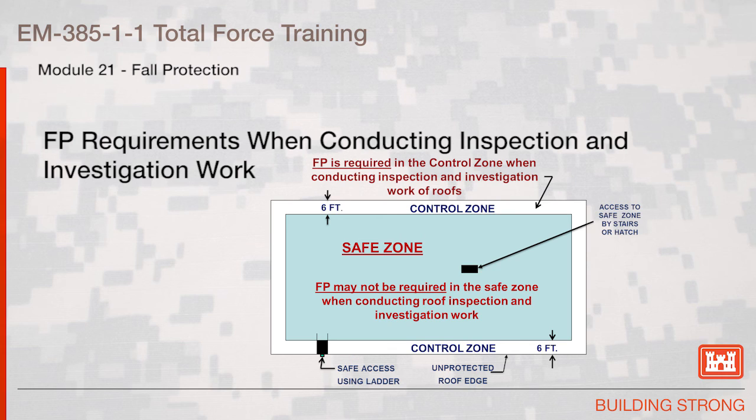This illustration describes the various control zones and safe zones for fall protection. As you can see, 6 feet in along the perimeter is the control zone, and fall protection is required when working or inspecting in that zone. Areas greater than 6 feet away from the edge are considered a safe zone. Fall protection may not be required in the safe zone when conducting roof inspection and investigation work. When accessing the roof from a ladder in that 6-foot area from the edge to the safe zone, guardrails or warning lines are set up to provide guidance for people transiting from the ladder.